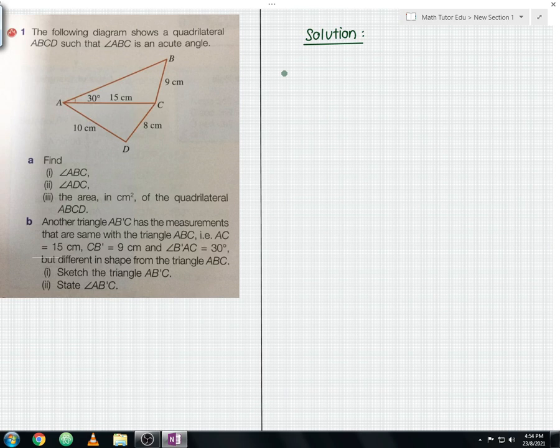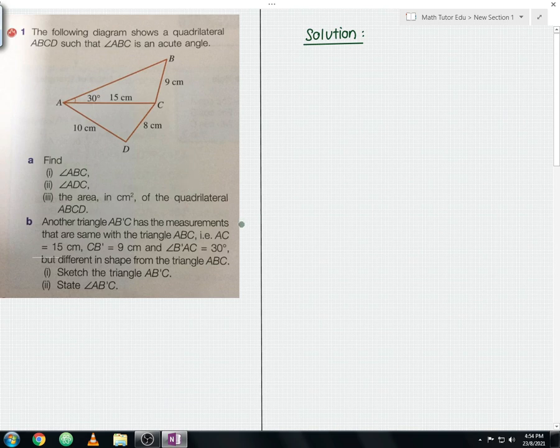Okay, let me read the question now. The following diagram shows a quadrilateral ABCD such that angle ABC is an acute angle. So as you can see here, this is the angle ABC. So continue to read the question. For the question part A, they ask us to find angle ABC followed by angle ADC and the area in centimeter square of the quadrilateral ABCD. So this is for the question part A.